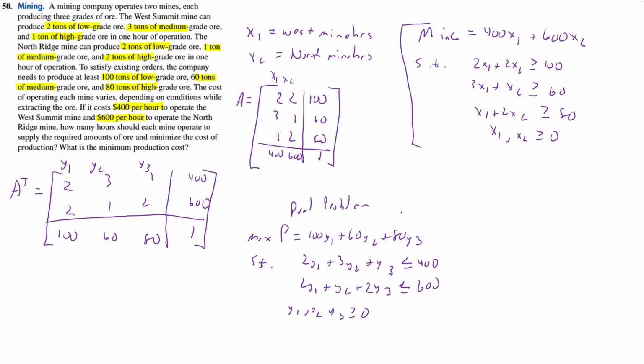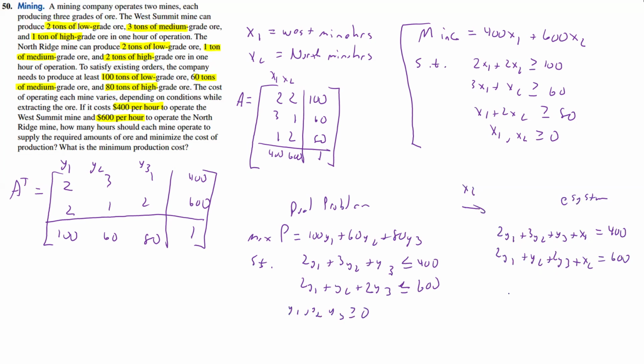Now, what we have to do is convert it to the E system. With the E system, we're going to convert to that and we're going to have our xi's added. So we'll have 2y1 plus 3y2 plus y3 plus x1 equals 400. And then we'll have 2y1 plus y2 plus 2y3 plus x2 equals 600.